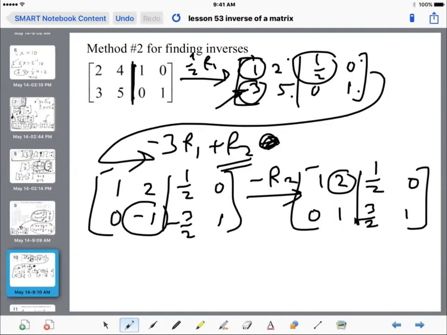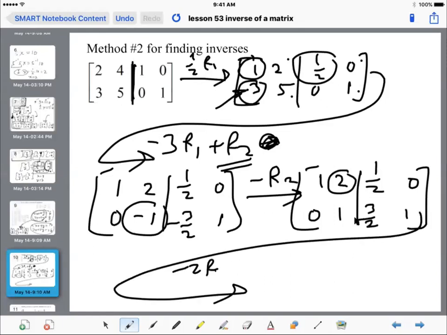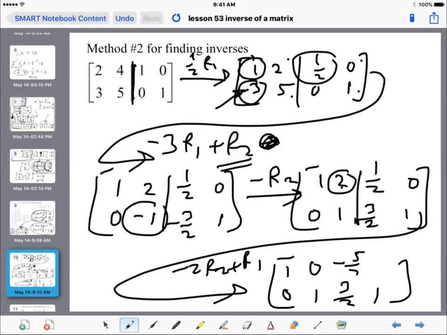Very close, other way around: minus 2 R2 plus R1, because it's the second row that's being multiplied. So minus 2 R2 plus R1. The bottom row doesn't change, but the top row: 0 times negative 2 plus 1 is still 1. 1 times negative 2 plus 2 is 0. Negative 2 times 3 halves is negative 3. Negative 3 plus 1 half is negative 2 and a half, or negative 5 over 2. And finally, negative 2 times 1 is negative 2 plus 0 is negative 2.